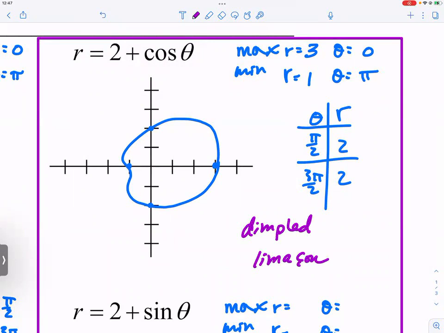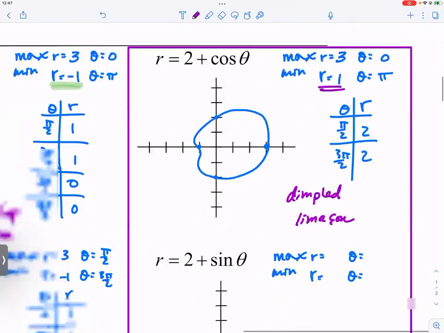Okay, like you know how some people, when they smile, they got a dimple on their faces. Okay, dimpled limaçon. And why is it a dimple? Not a cardioid, or a loop inside the limaçon. Well, it's because, what's the minimum R value? Well, it's not 0, it's not negative, it's something positive. So that's how you know it's a dimpled limaçon.